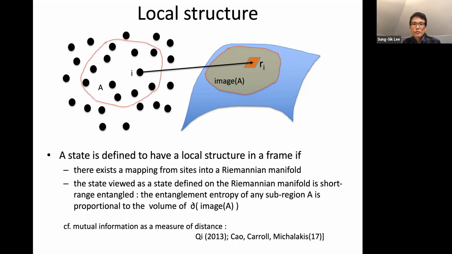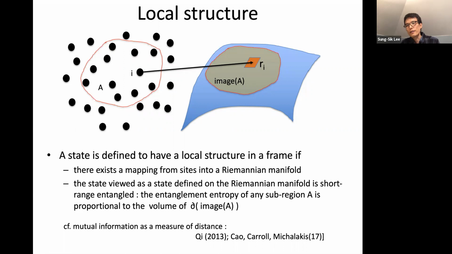which exhibit a boundary law of entanglement entropy, right? If you think about some subregion A, then for a short-range entangled state, the entanglement entropy of region A is proportional to the volume of the boundary, to the leading order in the size. So then I choose some partition of the original sites, say A is a subsystem. Then I ask myself, is the entanglement entropy between this region A and its complement going to be proportional to the volume of the boundary of the image of the region A in the Riemannian manifold, to the leading order? And if this is the case for any choice of the subset, then I say this state has a local structure.